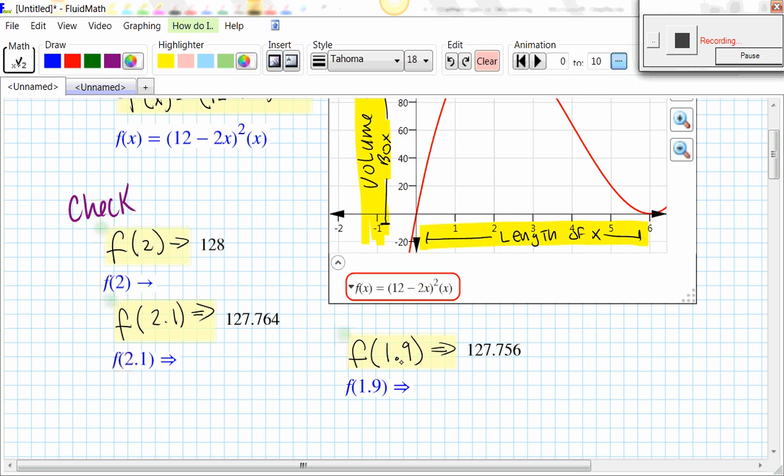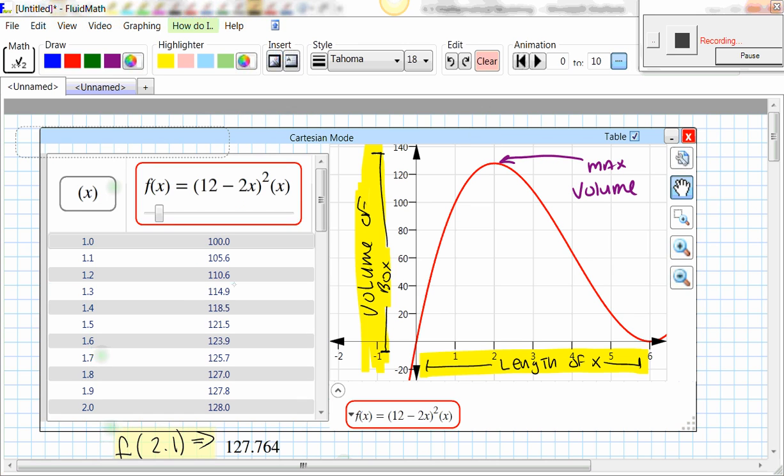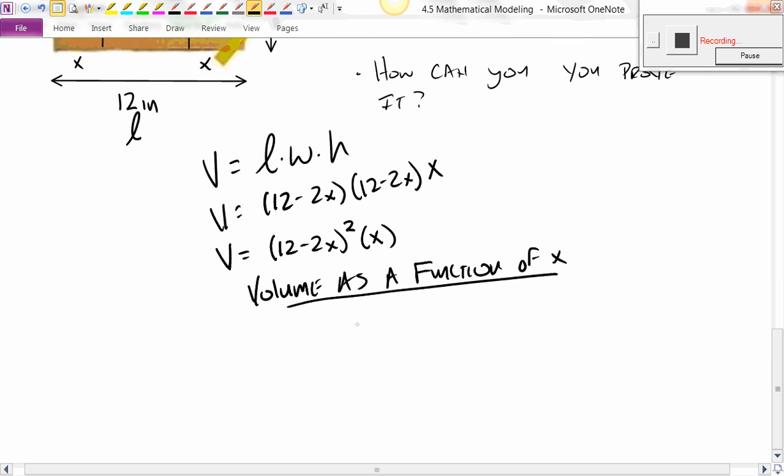So you can see just to the left of 2, I get a volume of 127.75, and just to the right of 2, I get a volume of 127.7, but at 2 itself, I get 128. So that seems to be the maximum volume I can get. I can also explore the table. Same idea. I'm going from 1 all the way to 6 by 0.1s, and at 2, I get 128, and on either side I get numbers that are smaller than that. So that's how I can show it on my calculator and create a table for that particular problem. So to get back over here, for the max volume x should be 2, and that produces a volume of 128 inches cubed.